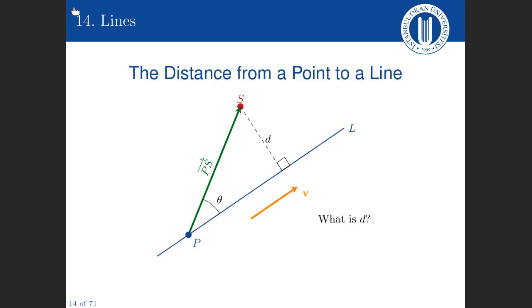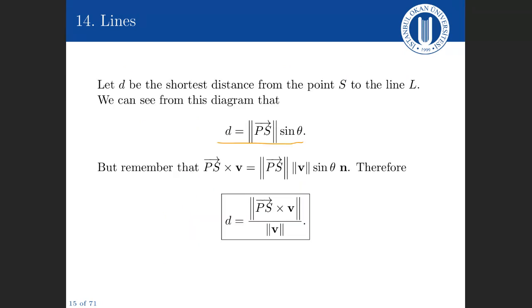Let me go back. Now we have an angle. We have the angle theta. We know that the length of this vector is the norm of PS. Therefore, in this picture, D must be norm of PS multiplied by sine of the angle. Just high school trigonometry. D must be the norm of PS multiplied by sine theta.